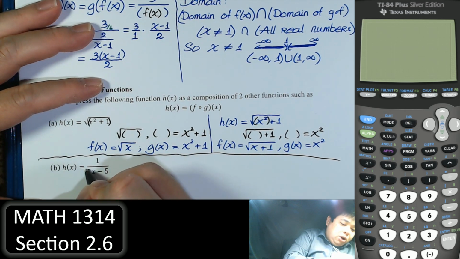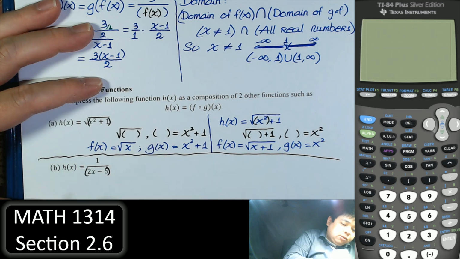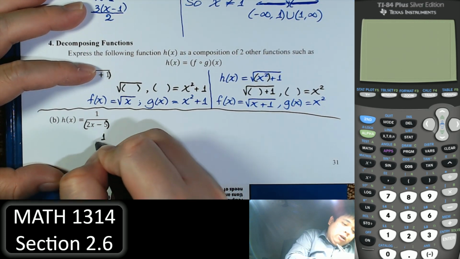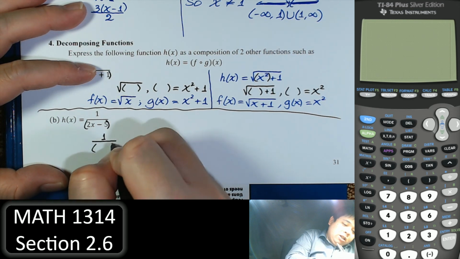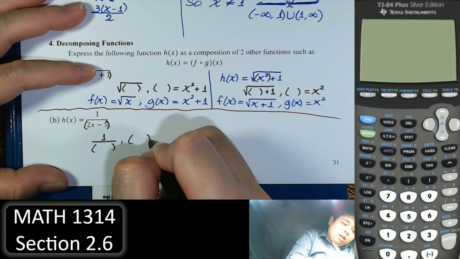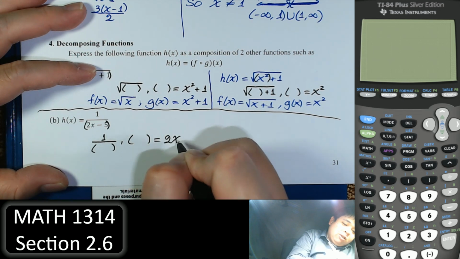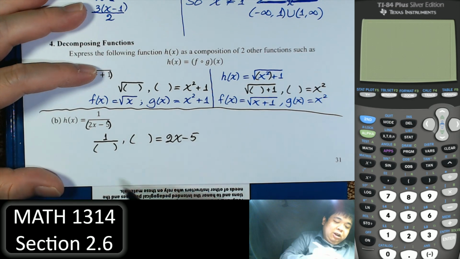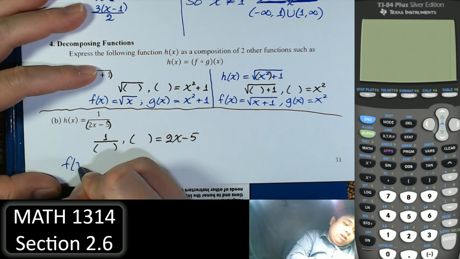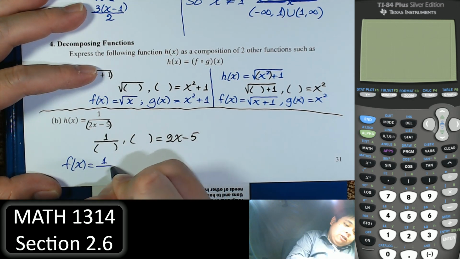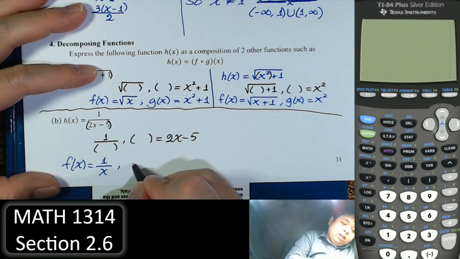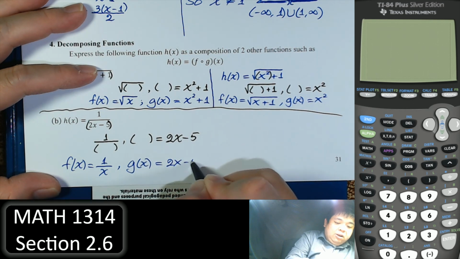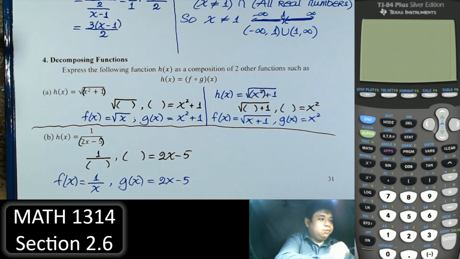So we just put the parentheses around something, and the function will become 1 over the parentheses, with the parentheses equal to 2x minus 5. And then the first function is the outer function, and the second function is the inner function.